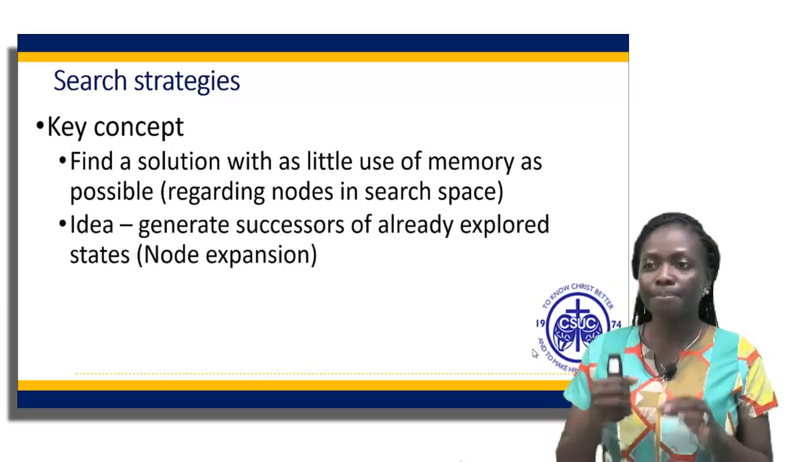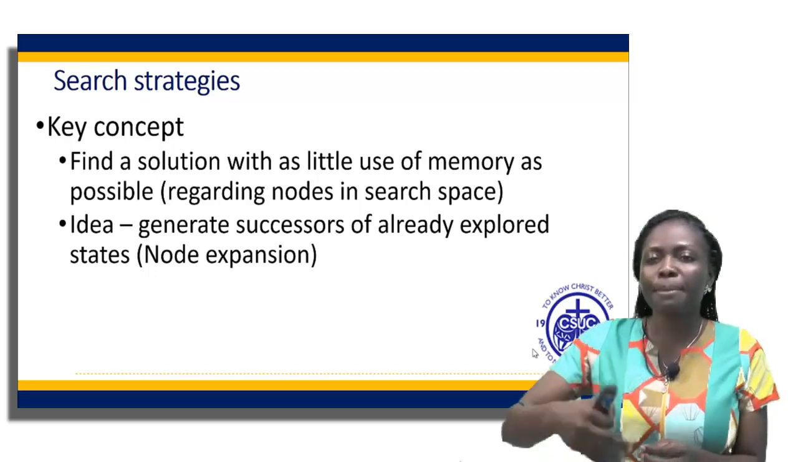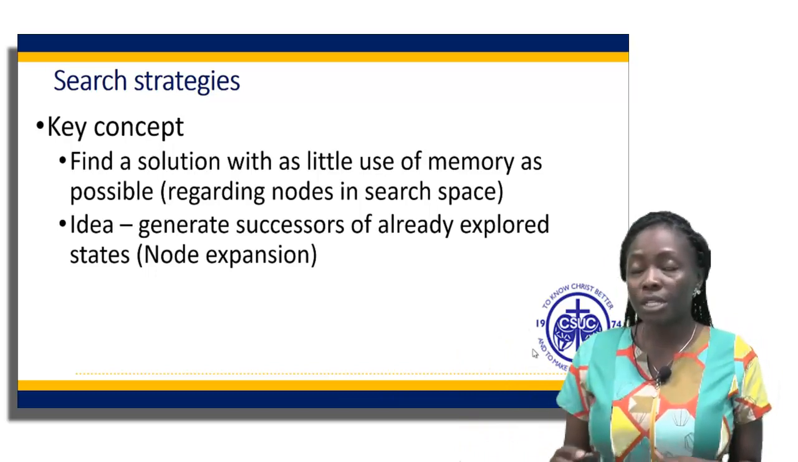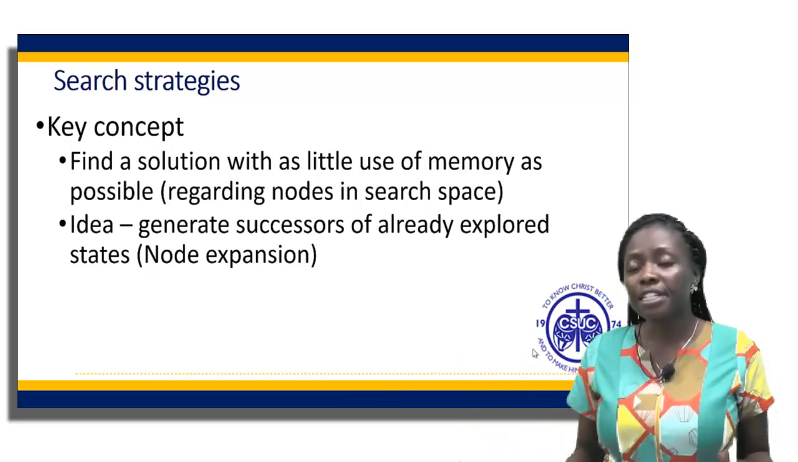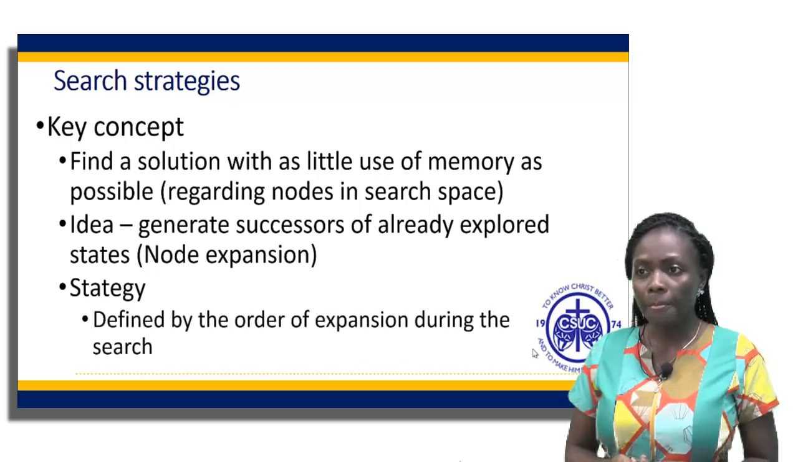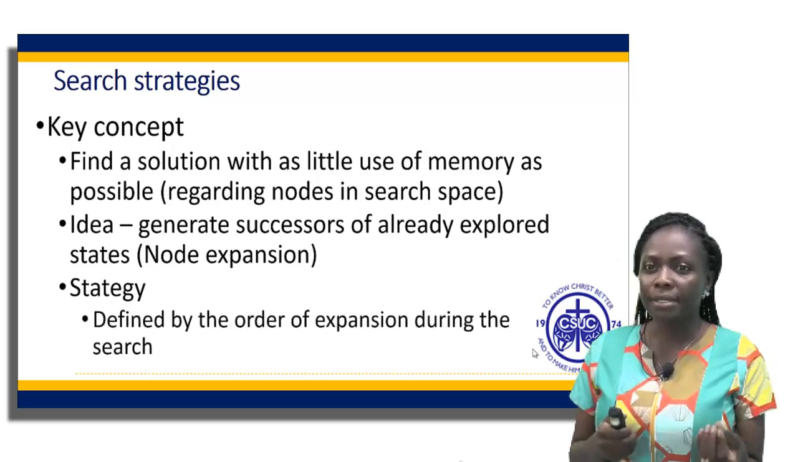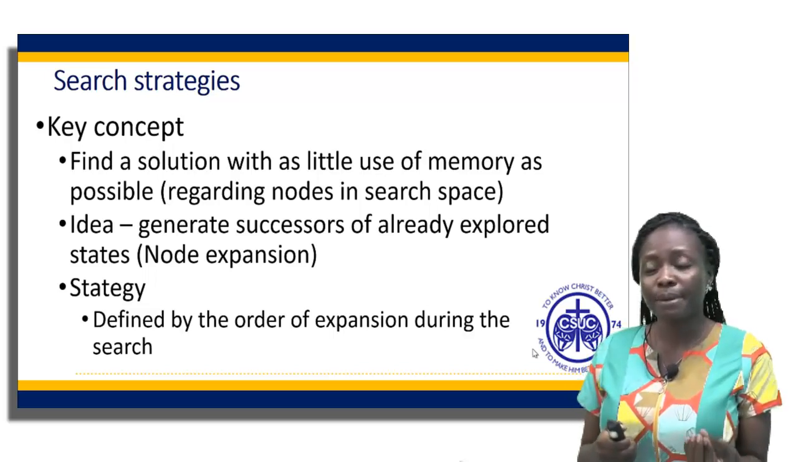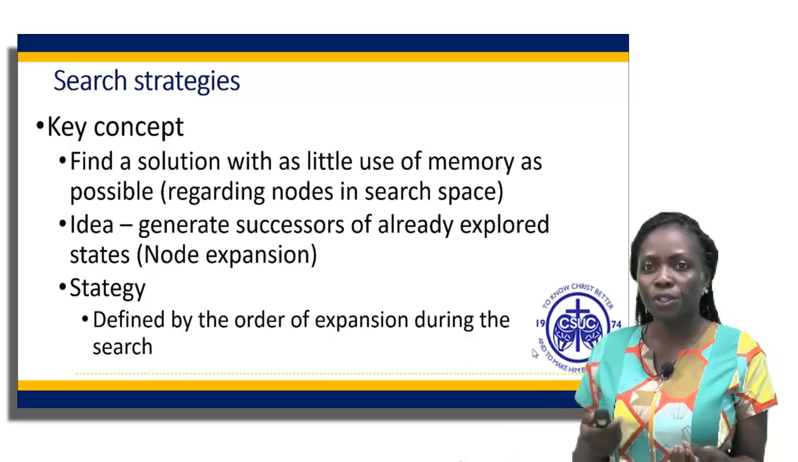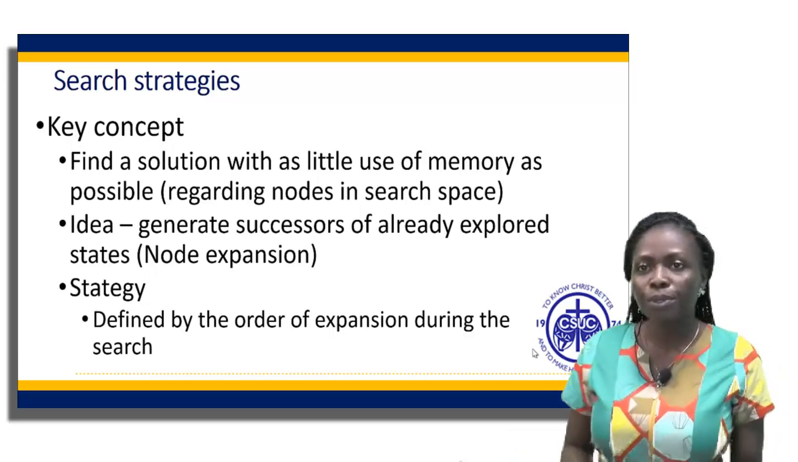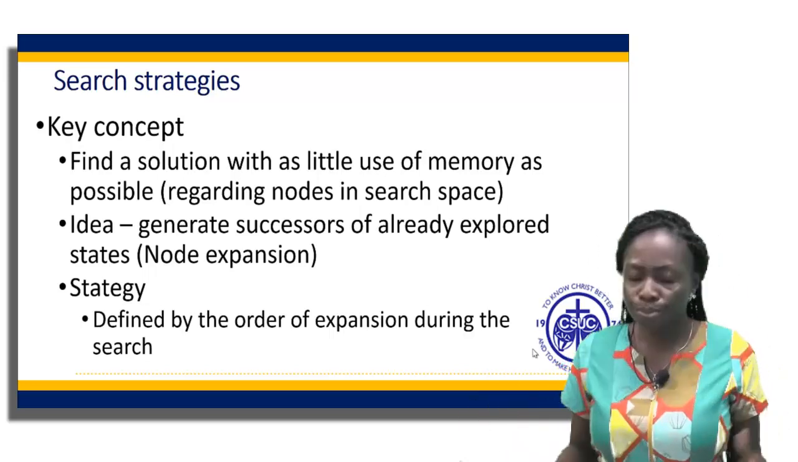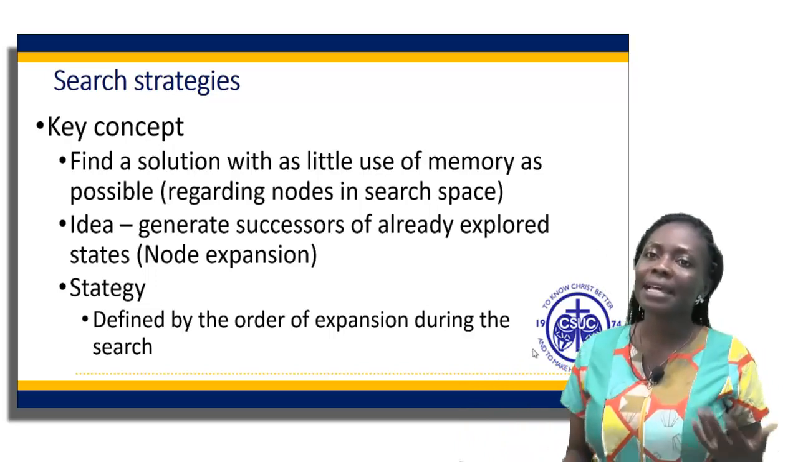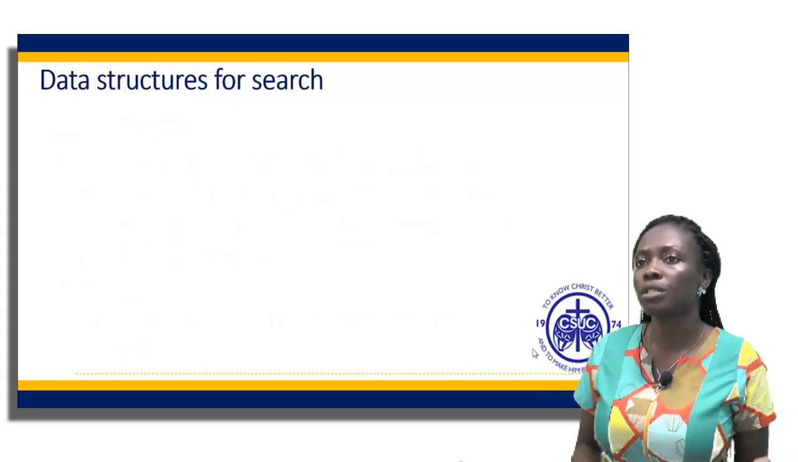The idea is to pick a node and to expand the node using a function to see what else we can do. And in so doing, we are going to have different states being generated. Now, the type of strategy we use is determined by the way we expand the various nodes. So we could go linearly down, we could go breadth-wise, we could do many different combinations. The way we expand a node will determine the kind of strategy that we have chosen to use.